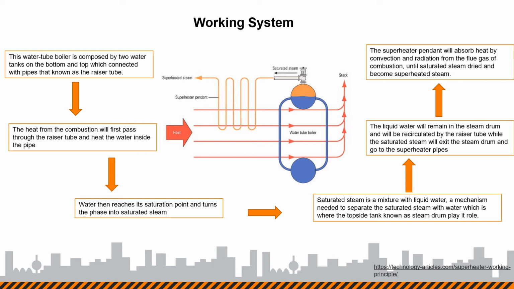The superheater pendant will absorb heat by convection and radiation from the flue gas and combustion until the saturated steam dries and becomes superheated steam.